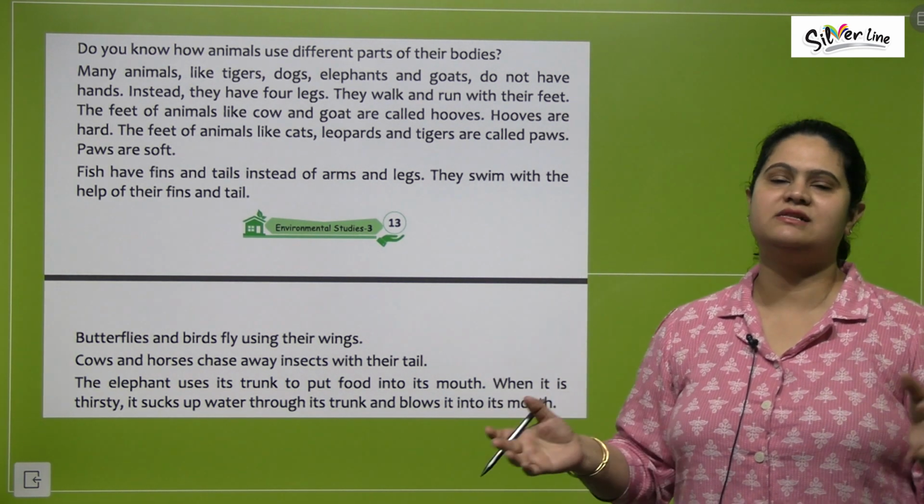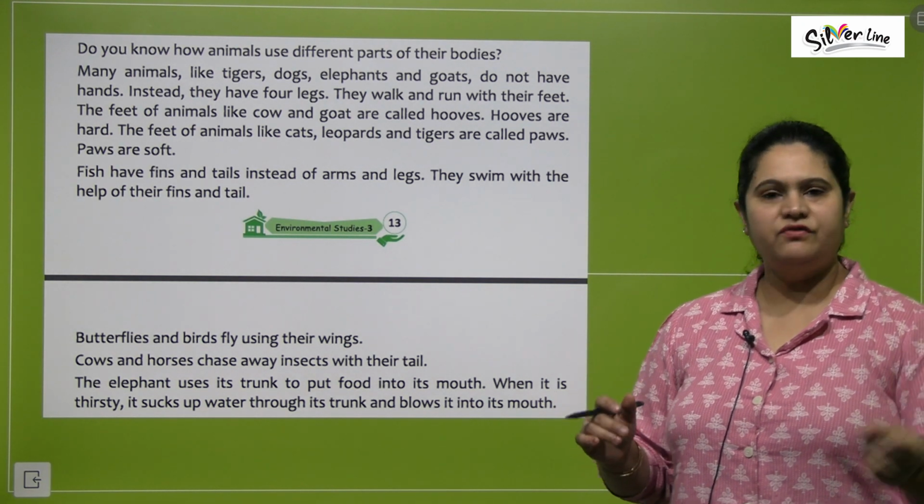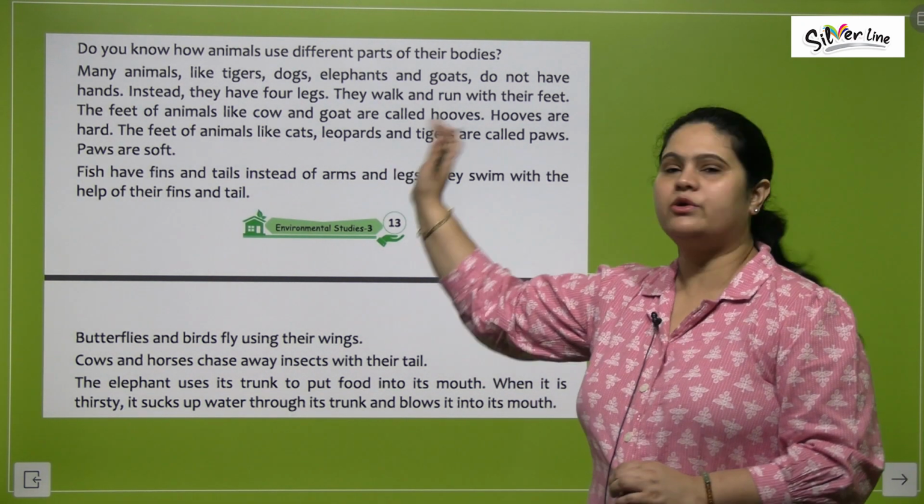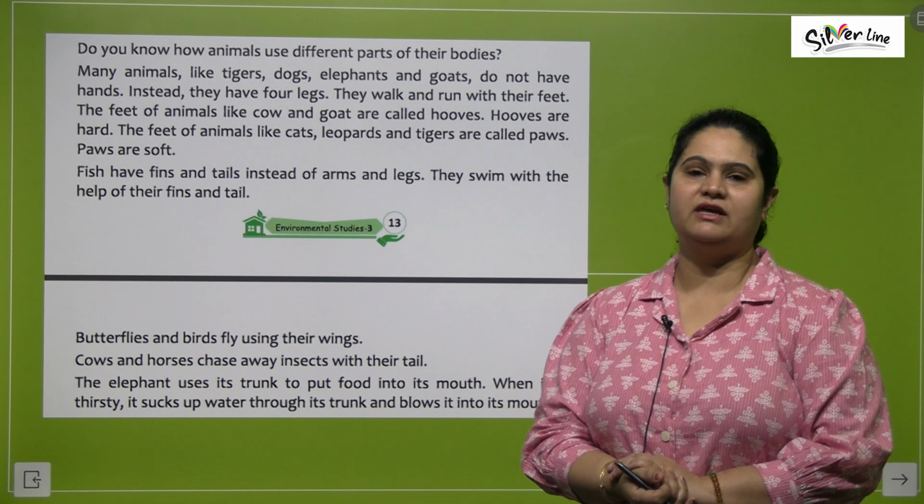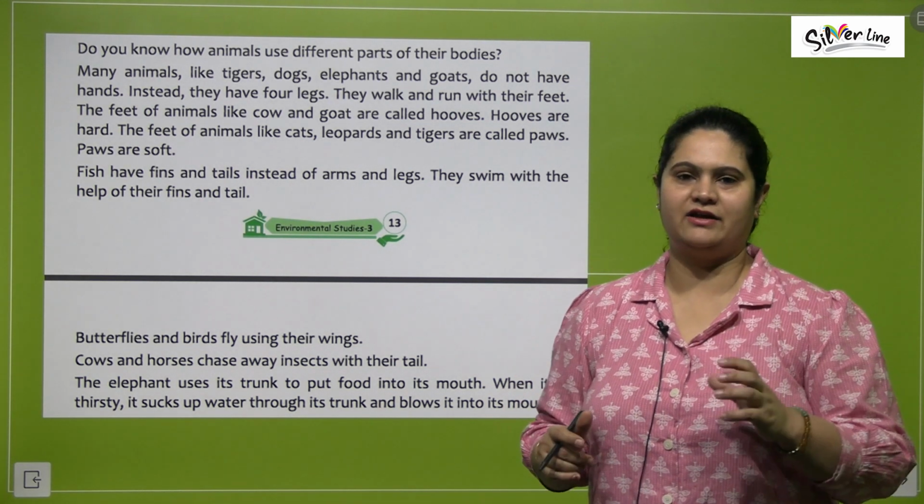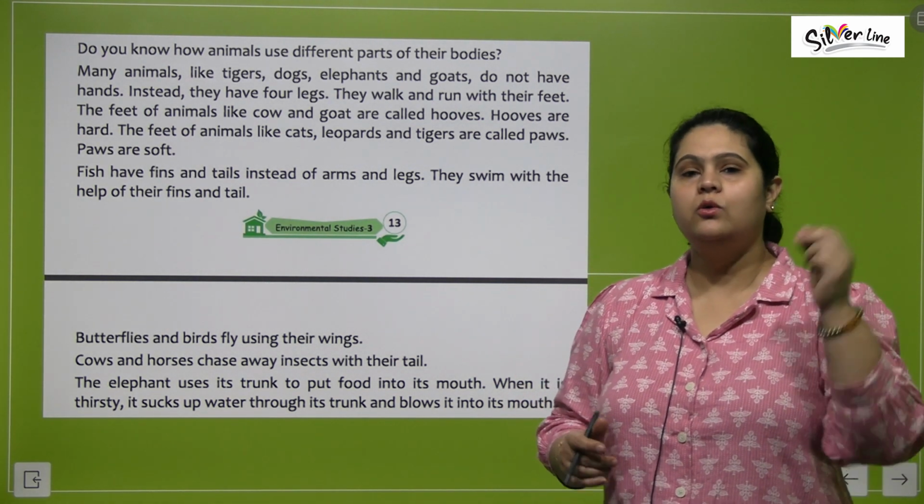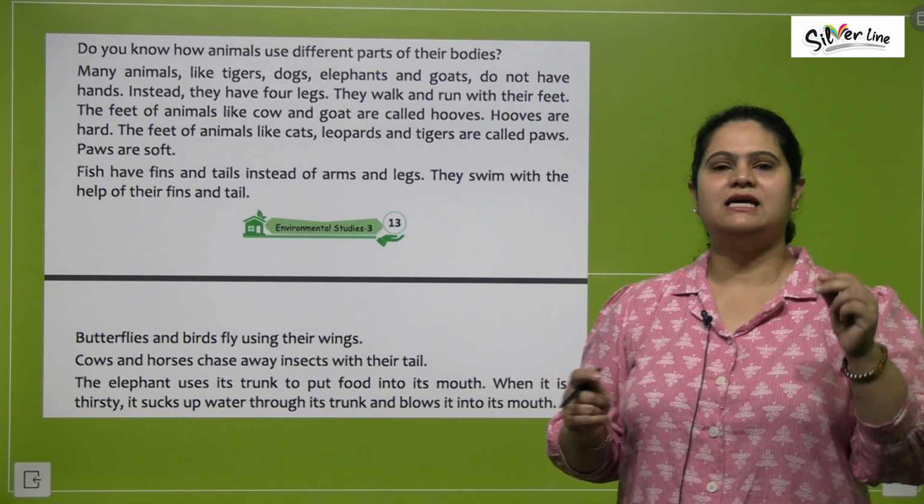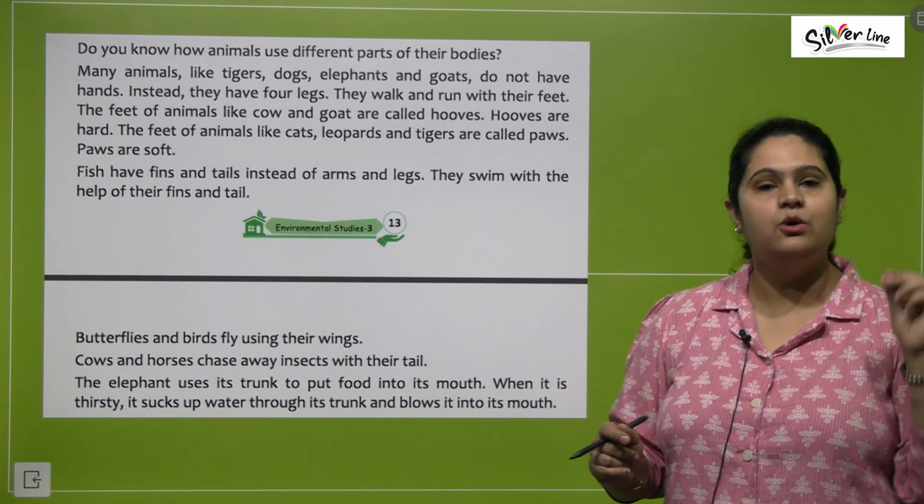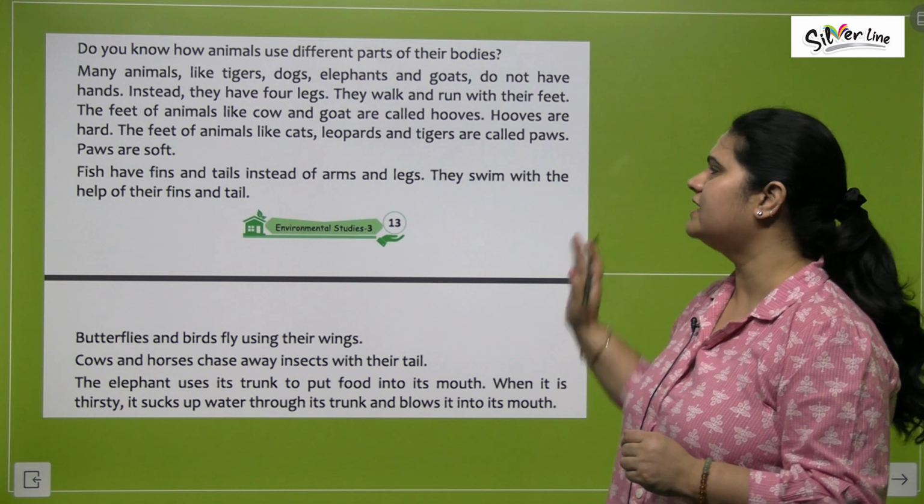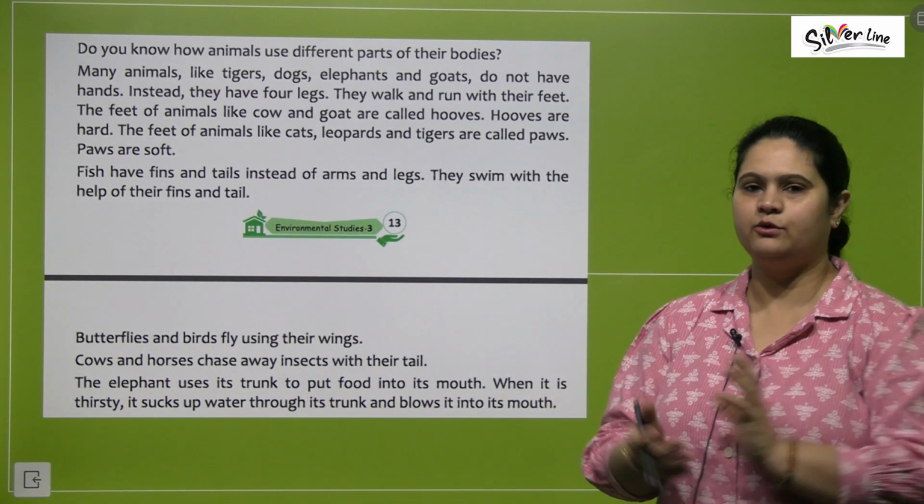And different animals have different kinds of feet. जैसे कि cow और goat के कभी आपने feet observe किए हो, वो थोड़े hard होते हैं, right? And they are known as hooves. What do we call their feet? Their feet are known as hooves. Hooves are hard. ये hard होते हैं.